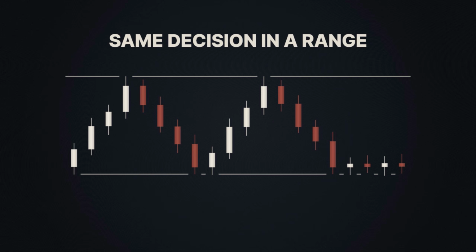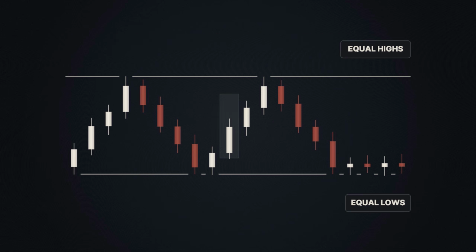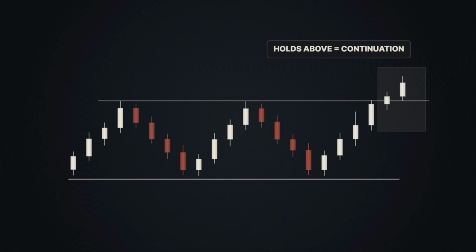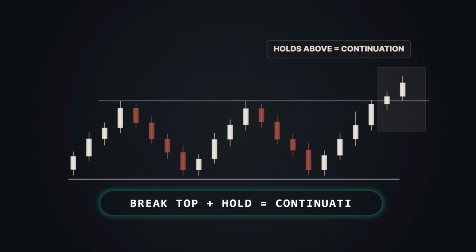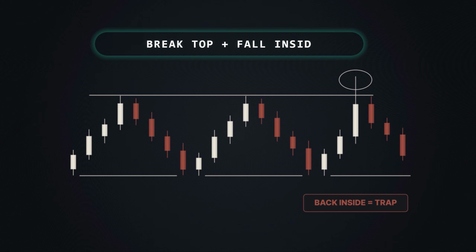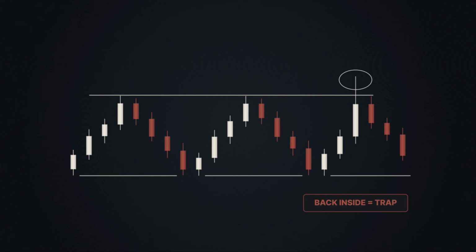A range gives the same type of decision. Price is boxed between equal highs and equal lows. The top holds buy-side liquidity. The bottom holds sell-side liquidity. If price breaks the top and holds above it, I respect continuation. If price breaks the top and falls back inside, I read it as a possible trap and a reversal to the lower range.